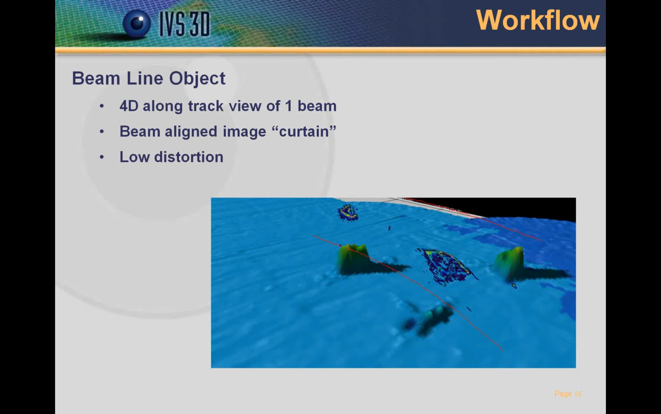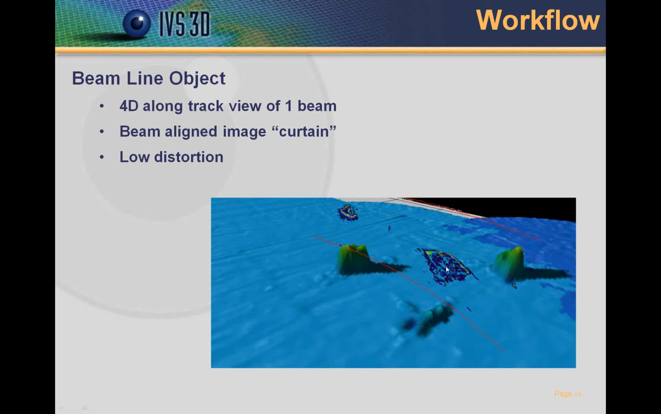Now, the beam line is an along-track view of one of the beams of the multibeam system. Of course, if you're using a single beam echo sounder, you'll only have one beam. But in a multibeam system, you can basically export a curtain that's aligned to the beam angle. For those of you familiar with Fledermaus, this is very similar to our seismic curtain, with the exception that it's aligned to the beam and it's time aware.